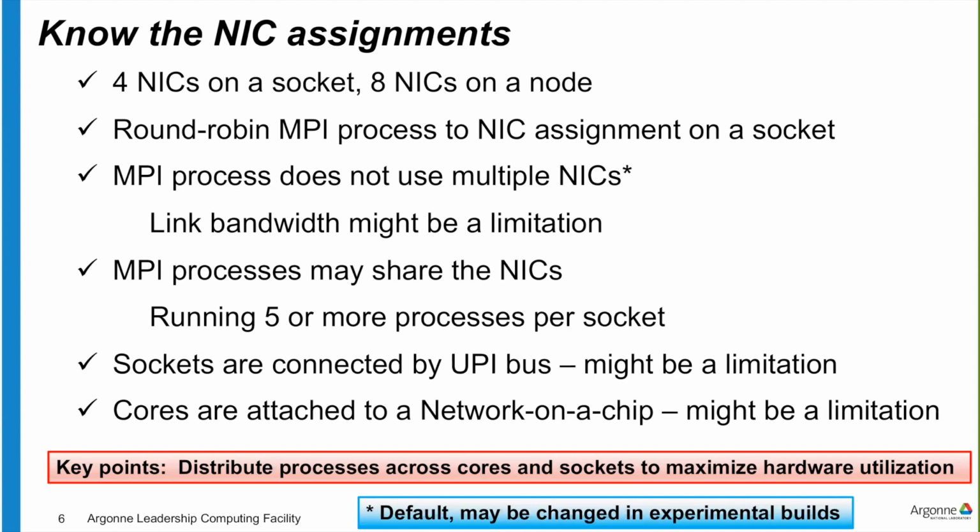You have to use no less than 4 MPI processes on a socket, or no less than 8 MPI processes on a node, to use all 8 NICs. However, this is not going to be the maximum bandwidth that you can get from the NICs, because one MPI process probably cannot drive the entire NIC.